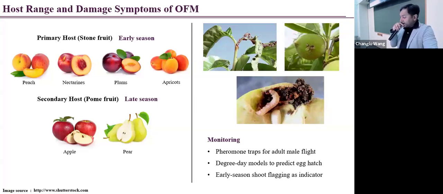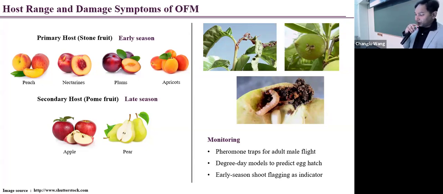Normally, the entry holes are hard to detect because they are such tiny holes. Damage is actually found after cutting the fruit, or you can see the frass. In the second picture on the right side, you can see some frass there. Once they go inside, it's very difficult to detect whether the fruit is infested by this pest or not. But after getting inside, you can easily detect, okay, this is infested with Grapholita molesta.